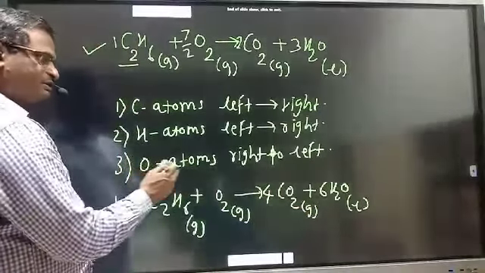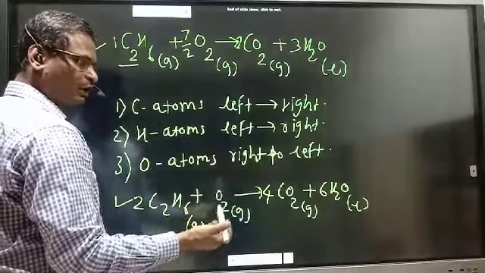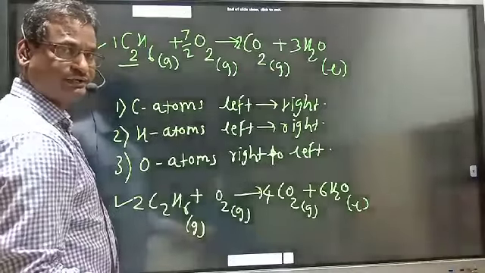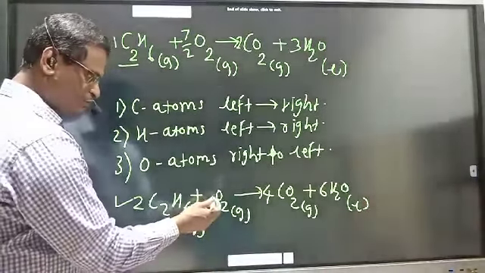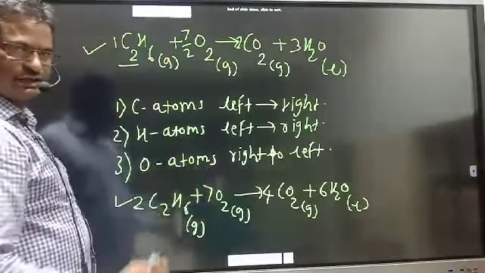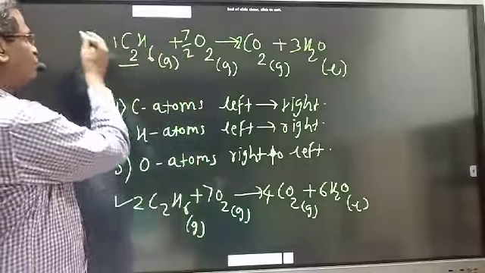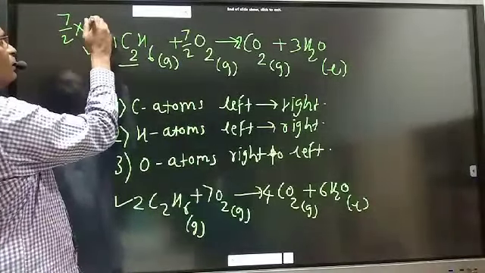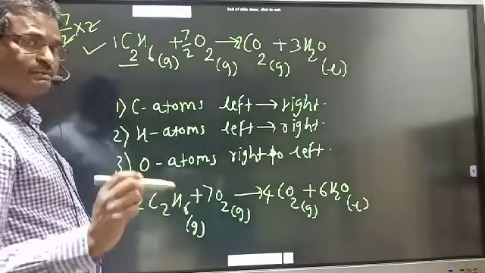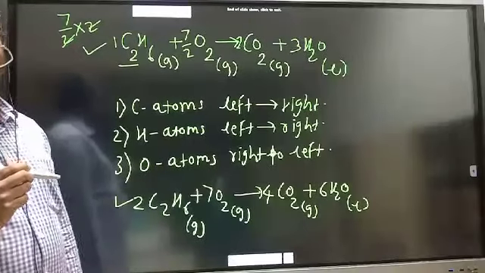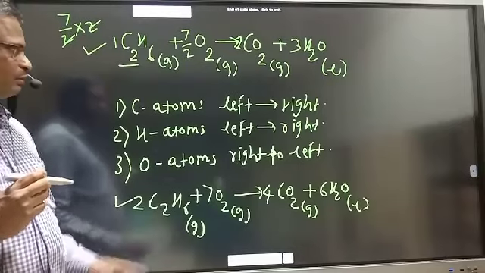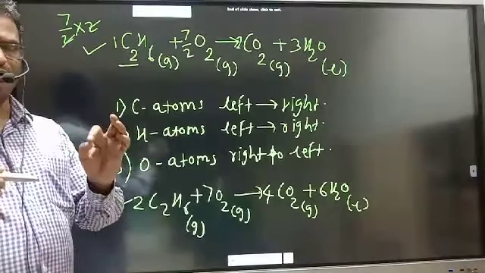And third rule, oxygen atoms balanced from right to left. How many oxygen? 4 to the 8 and 6, 14. 8 and 6, 14. Here this is 2, so multiplied by 7. 7 by 2 becomes double 7. If 7 by 2 is multiplied by 2, that becomes 7. So this is 7. In this manner, all the combustion reactions are balanced. In order to balance the combustion reactions, only use these 3 rules and balance all combustion reactions.